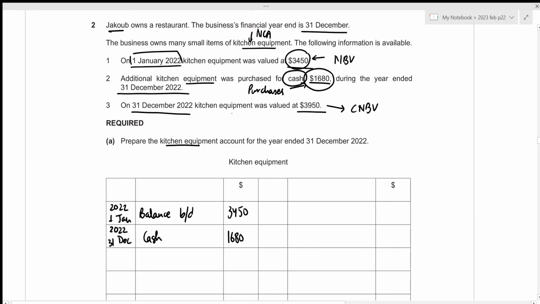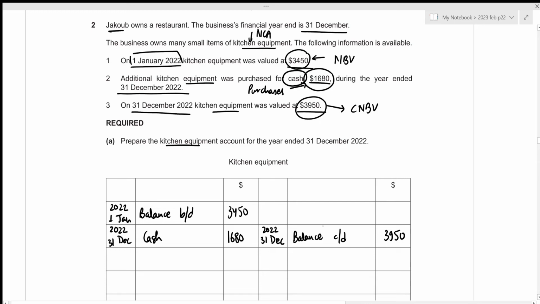Then we're also told that the closing balance of the kitchen equipment was 3,950, and if the opening balance is on the debit side, this just means that our closing balance will be on the credit side. So that balance CD of 3,950. Again, this will be at our ending date of 2022, 31st December.